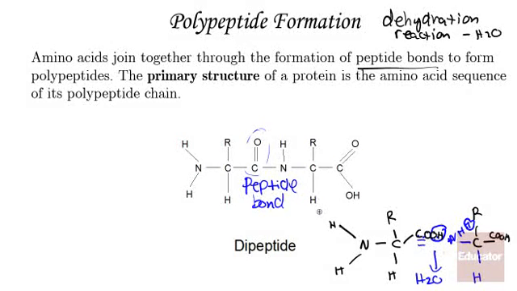What's shown here is a dipeptide. It's 2 amino acids. 3 or more amino acids are a polypeptide chain. And a polypeptide chain can be very short, just a few amino acids. It can be 1,000 amino acids long. The primary structure of a protein is the amino acid sequence of its polypeptide chain.